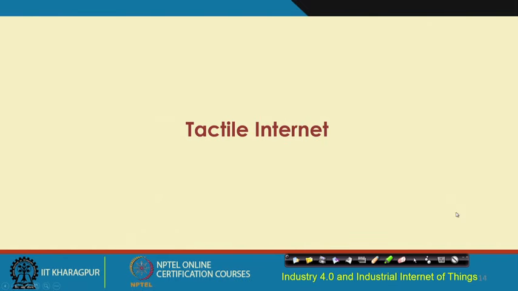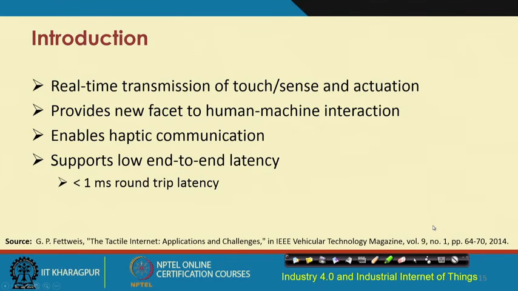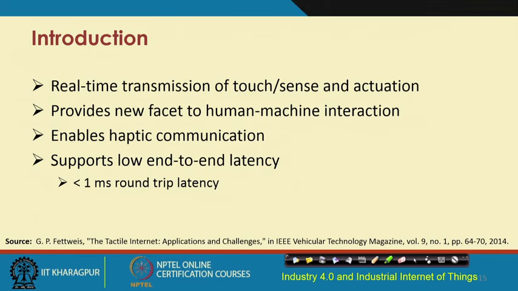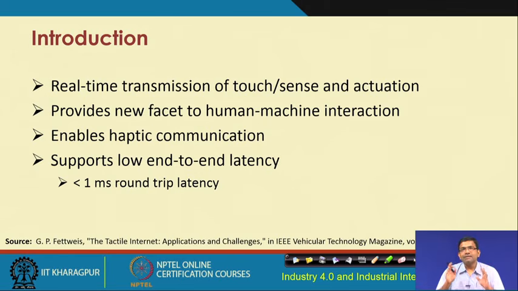This is very important now. A technology which has become very popular is the tactile internet, which supports data transmission in the context of touch, offering real time transmission of touch sense devices and actuating them. It provides a new facet to human machine interaction, particularly in the context of HCI, BCI, etc. This tactile internet has become very popular. It provides haptic communication enablement and supports low end to end latency of less than 1 millisecond RTT.